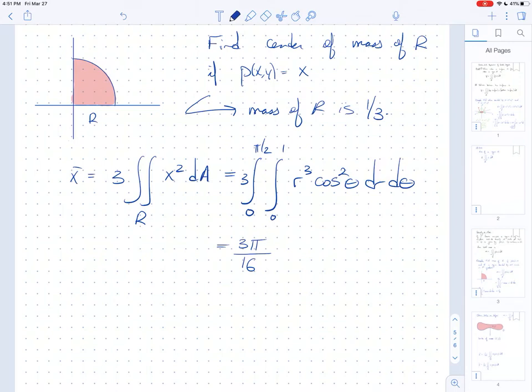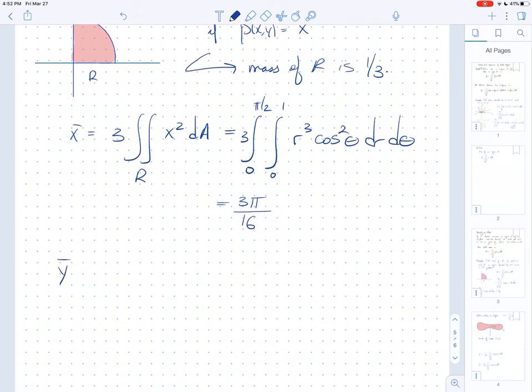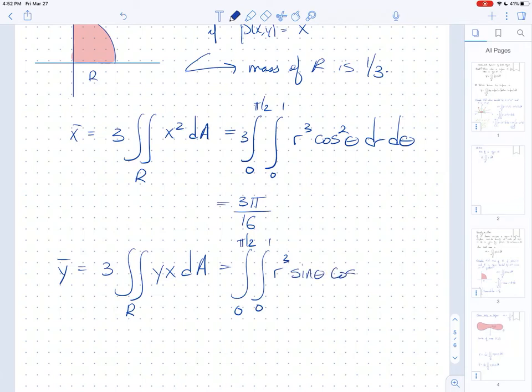So please check that. If you don't get that, go back and check it again. Similarly, it's almost the same process for y bar. You're going to get 3 again times the double integral over R of, this time, y x dA. So we'll switch to polar. r goes from 0 to 1, and theta from 0 to pi halves. I'm going to get r cubed when I throw in the r at the end, and then I'm going to have a sine theta cosine theta.